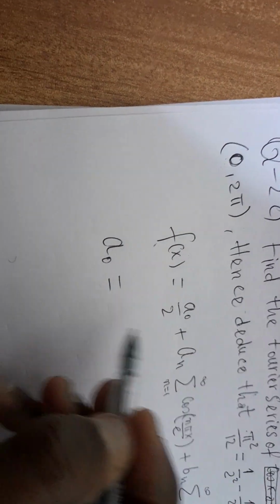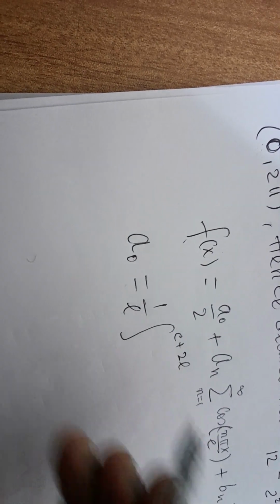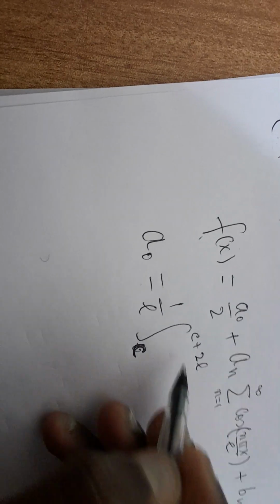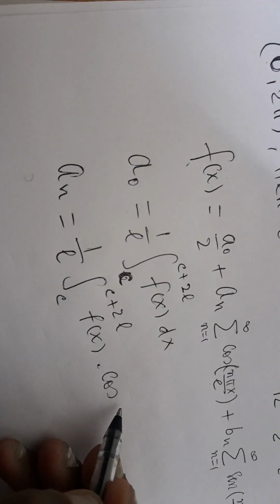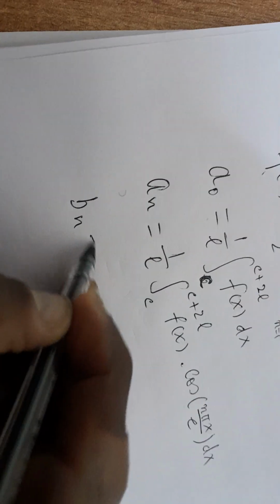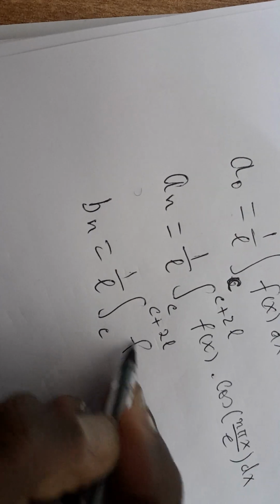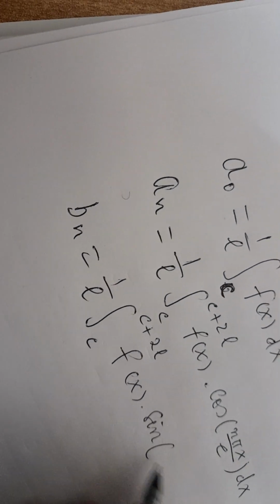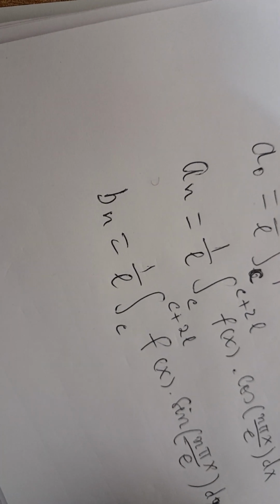We will just substitute the limits here. I know that a0 will be 1 upon L, integration from c to c plus 2L of f(x) dx, and an will be 1 upon L, integration from c to c plus 2L of f(x) times cosine of n pi x upon L dx. And bn here will be 1 upon L again, with c to c plus 2L. I'm just writing the formulas, then we will start solving, with sine of n pi x by L dx. Sorry, dx, not dy.